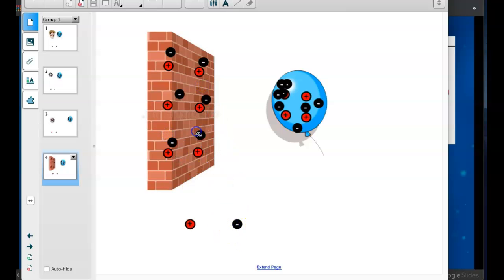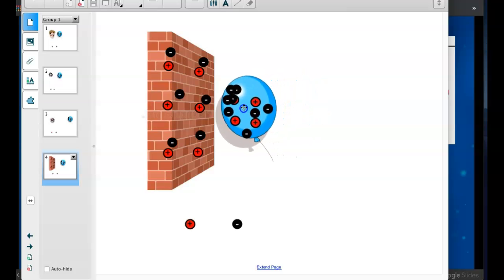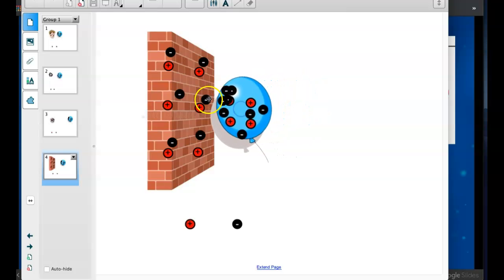Now, if we have two neutral objects, and we bring them close to each other, the law of electric charges says they're not going to do anything. So if you just take a balloon and put it up against a wall, nothing's going to happen. But if you rub that balloon against your head and accumulate a whole bunch of negative charges on it, when you bring this close to the wall, it's going to push electrons away.